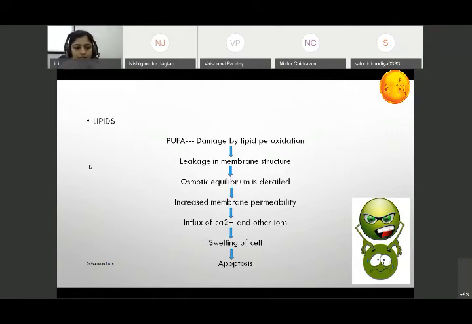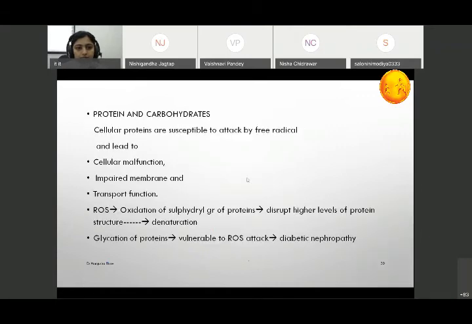This is about lipids. Next, we come to proteins and carbohydrates. These proteins and carbohydrates are susceptible to attack by free radicals.